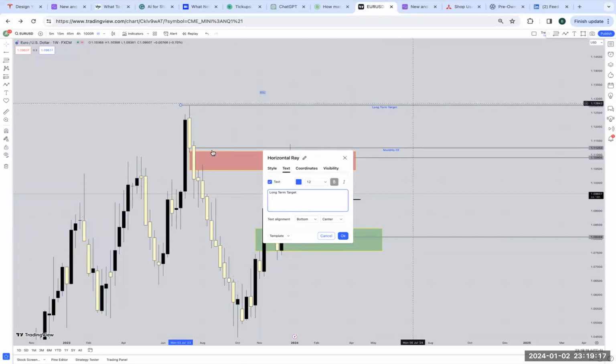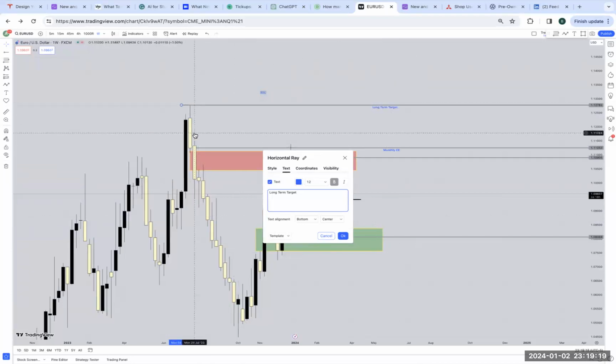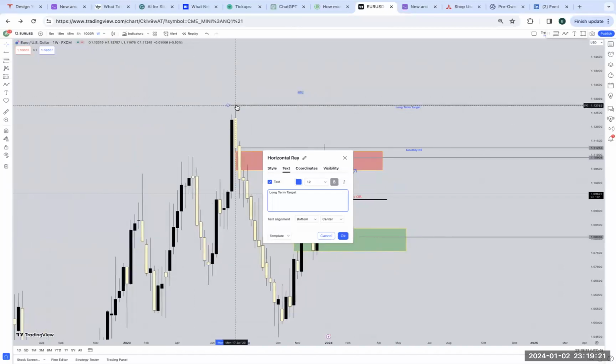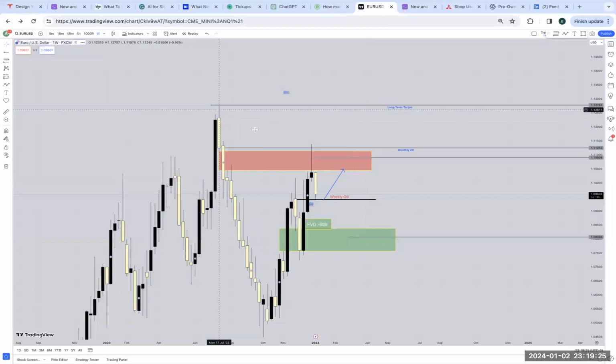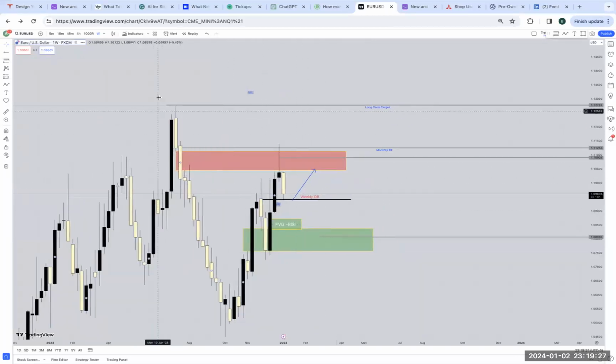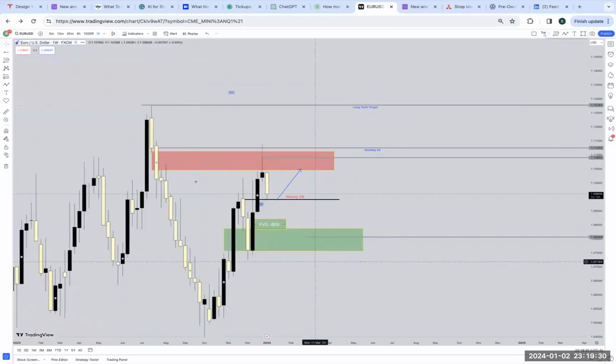at 1.12782. So pretty much the high of last year. And we formed that high in July. So I ideally want to see price continue on and really hit that, and really give us a reason to continue to go on. So again, I'm going to be bullish on Euro USD.